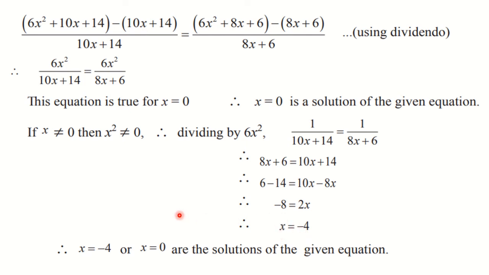In this way we got two solutions for this particular equation. First is x is equal to minus 4 and second is x is equal to 0. Two solutions are there for the given equation.